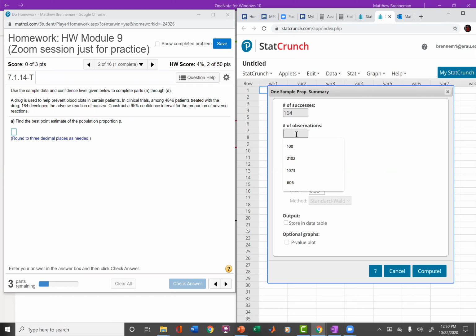And now my number of observations, that's code word for sample size, right? Go ahead and type in 4846, and go down here. And I'm going to choose the 95%, which is the default, just like 5% for alpha when we do a hypothesis test. 95% is the default for a confidence interval, right?